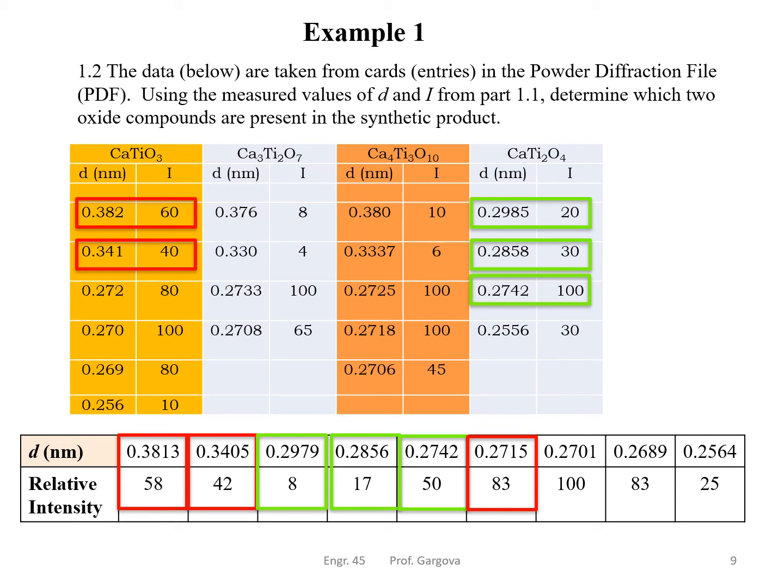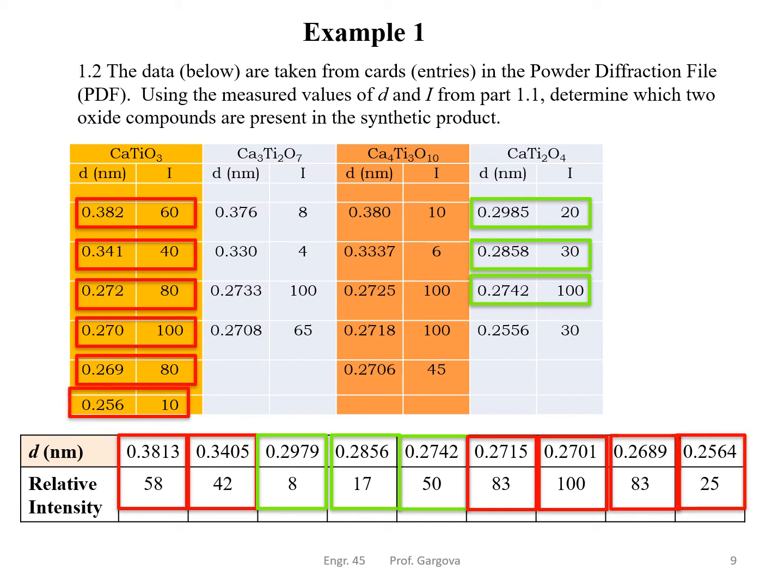And now the next d-spacing to look at is 0.2715, which is present in CaTiO3. And then so forth. We have 0.2701, which has a relative intensity of 100. And then 0.2689, again, is present in CaTiO3 at 80. And so the relative intensity is very close to that sample. And then 0.2564 is present also in CaTiO3.